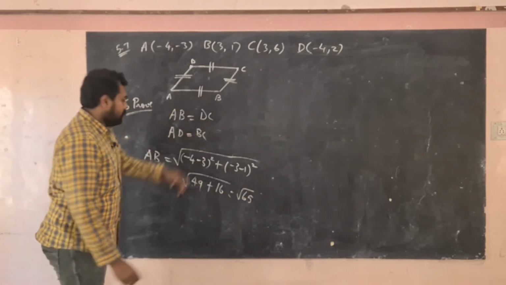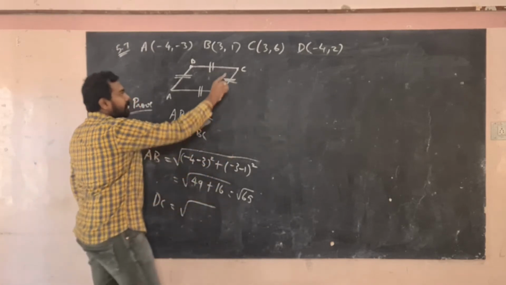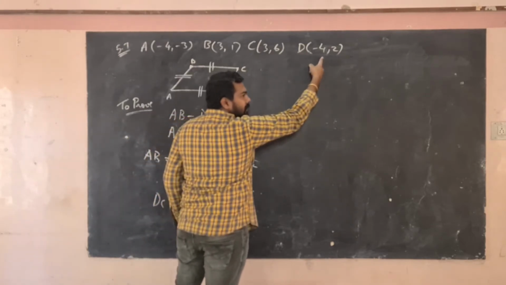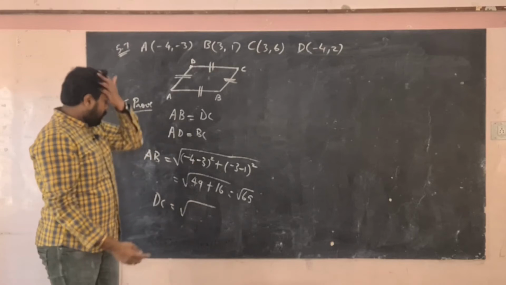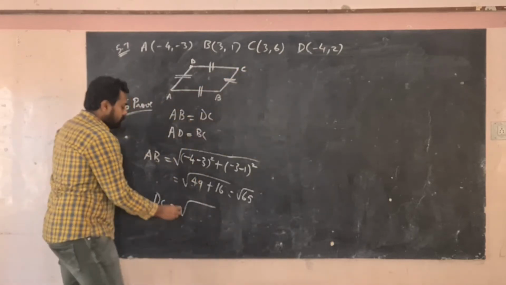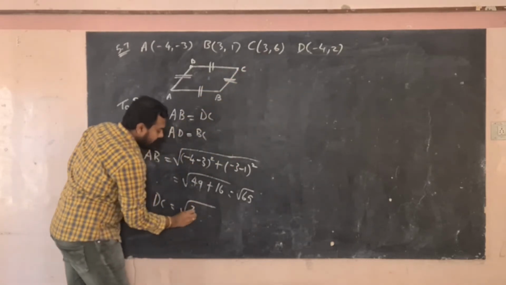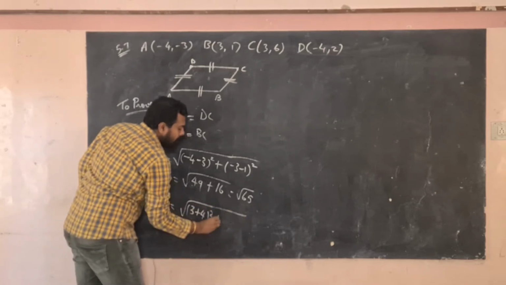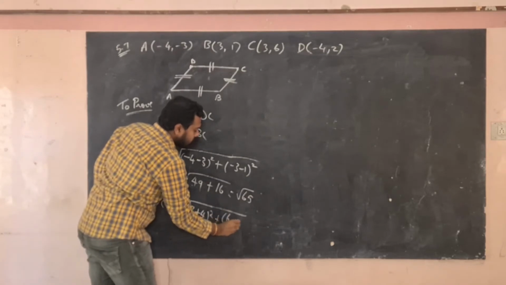Right side is DC. What is that? So you take these 2 points. In the order, this one can be taken as x1 y1, this one as x2 y2. Whatever it may be, I am going to take this as x1 y1, that as x2 y2. Okay, so DC is equal to the square root of 3 minus of minus 4, that is plus 4 the whole square, plus 6 minus 2 the whole square.